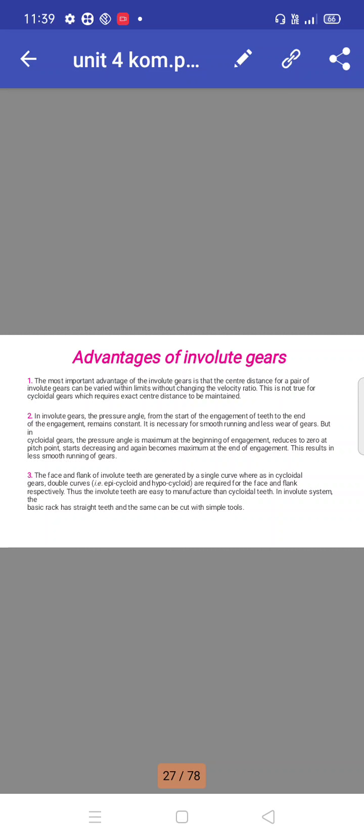In involute gears, the pressure angle from the start of the engagement of tooth to the end of the engagement remains constant. It is necessary for smooth running and less wear of gears. But in cycloidal gears, the pressure angle is maximum at the beginning of engagement, reduces to 0 at pitch point, starts increasing and again becomes maximum at the end of engagement. This results in less smooth running of gears.